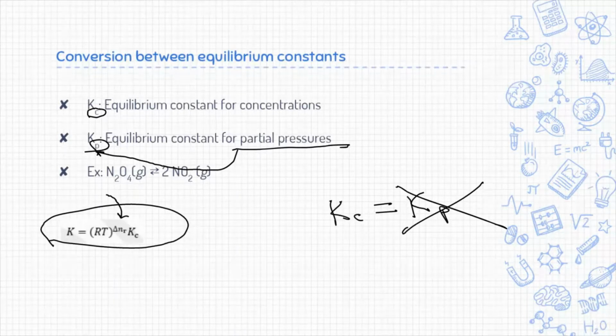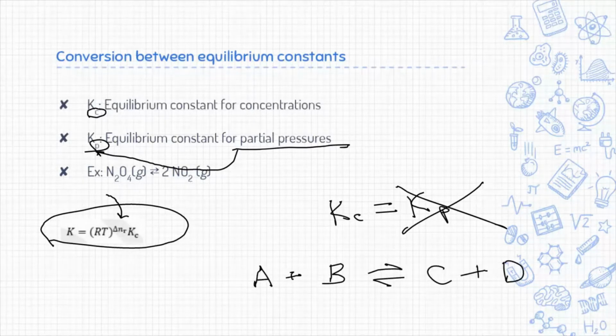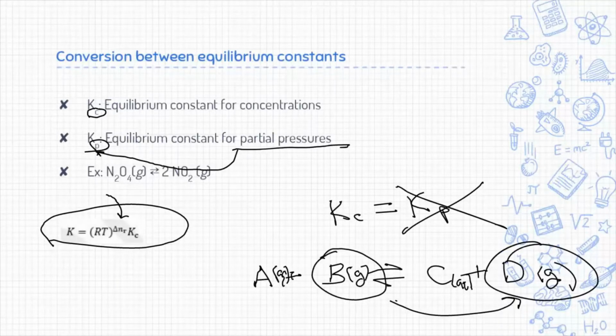Now, what do I mean by that? Well, if we give a random reaction like A plus B becomes C plus D, and we say that this is an aqueous state and this is in gas state, and this is an aqueous state and this is in gas state, we can see that 1 mole of gas forms 1 mole of gas. That means there is no difference in the moles of gas present in this reaction. And in that case, because this difference is 0, we can justify that Kp is equal to Kc.